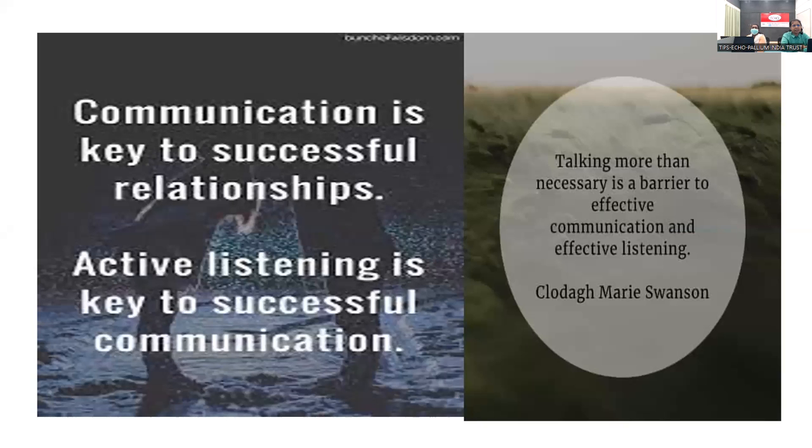So communication is key to a successful relationship between a patient and a nurse or a doctor or a social worker. Active listening is key to successful communication. Talking more than necessary is a barrier to effective communication and effective listening.